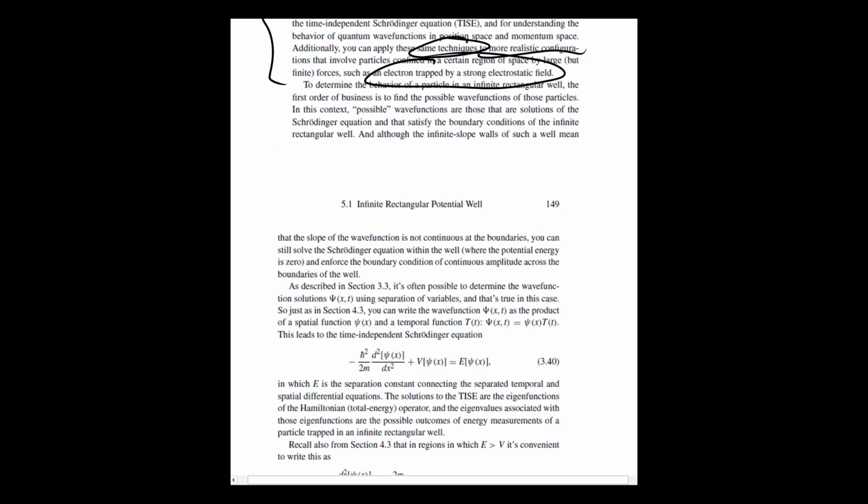So if we want to know how the particle behaves in such a well, we need to find out what are the possible wave functions for a particle in the well. And what does possible mean? For one thing, it has to satisfy the Schrödinger equation, but it also must satisfy the boundary conditions at the edges of the well. Now, with infinitely sloped walls, we cannot make the slope continuous across the boundaries, but we will insist that the wave function is continuous, and as I said, we're going to solve the Schrödinger equation both within and outside the well, and then match those together.